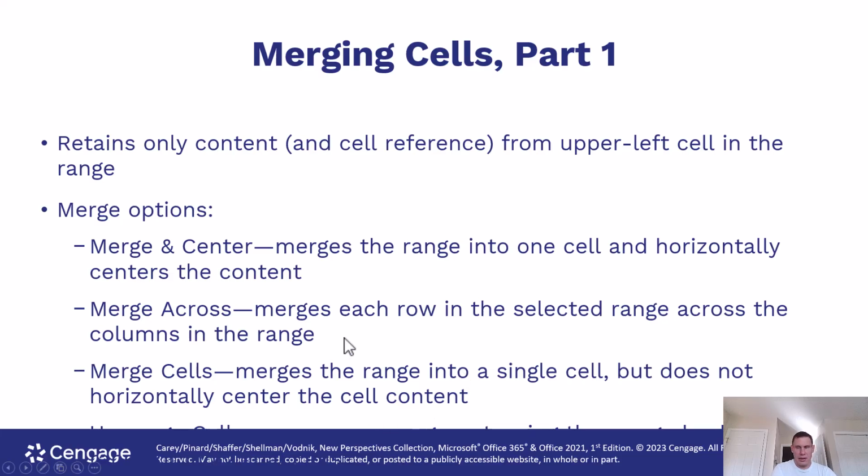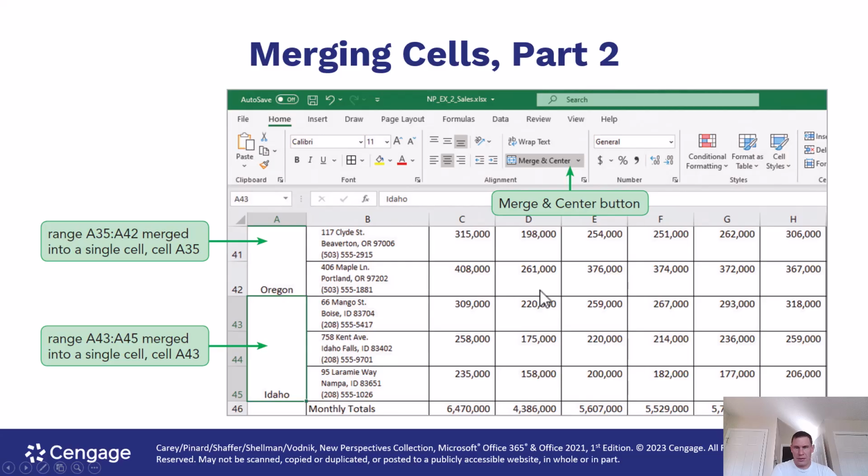So here's an example. There's the Merge and Center button I was talking about. Notice I'm on the Home tab. There's your Merge and Center. In this example, we've got range A35 through A42, which are merged into a single cell, A35. And then down here, we've got range A43 to A45, also merged into a single cell, which in this example is going to be A43, because remember, it's the top left cell.